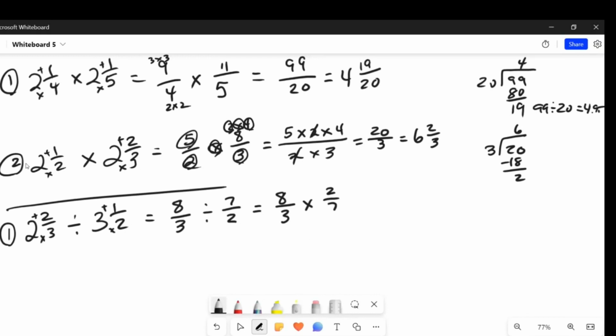On the top, we have 8 and 2. On the bottom, we have 3 and 7. There isn't any common factor on the top that would also be in the bottom, because 8 is 4 times 2. There aren't any 2s or 4s down in the bottom. There aren't any 3s or 7s up at the top. So we just do the multiplication. 8 times 2 is 16. 3 times 7 is 21. 16 over 21 is a proper fraction. We can leave it. 16 is 8 times 2. 21 is 3 times 7, just as we saw here. So that does not reduce.